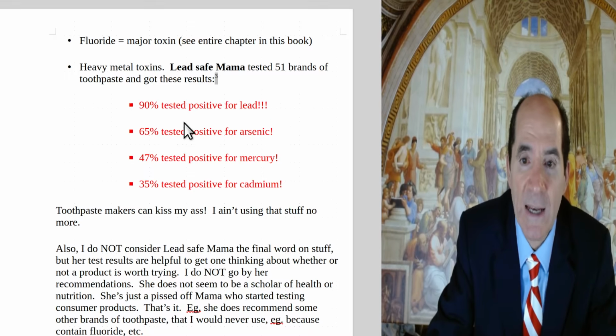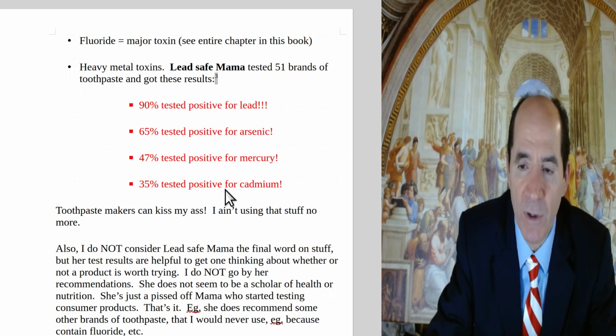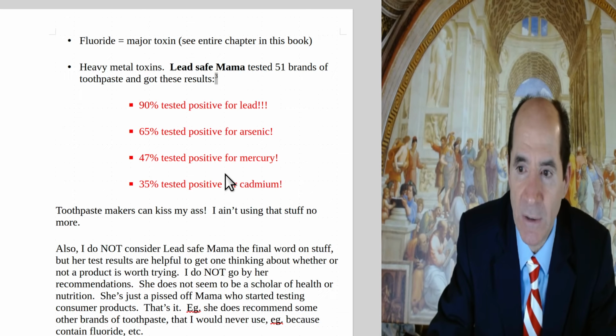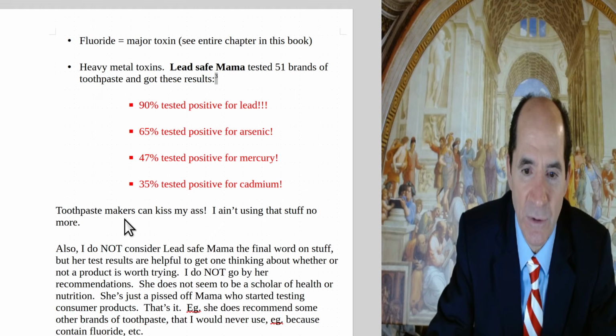Look at these results. 9 out of 10 were positive for lead. 2/3 positive for arsenic. Half of them positive for mercury. 1/3 positive for cadmium. They're terrible. They're full of poison. Okay, that's why toothpaste makers can kiss my ass. I don't intend to ever use toothpaste again.